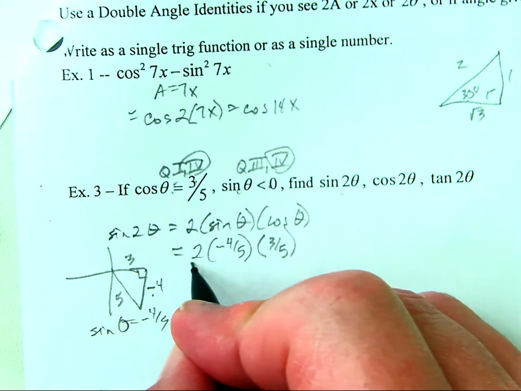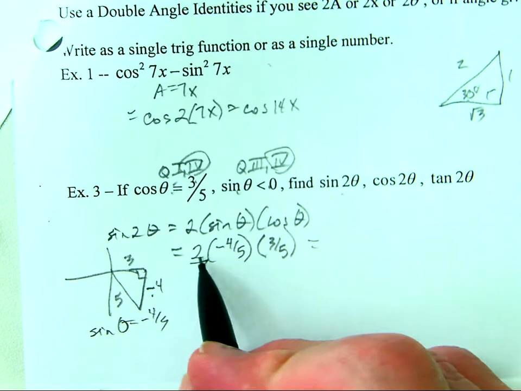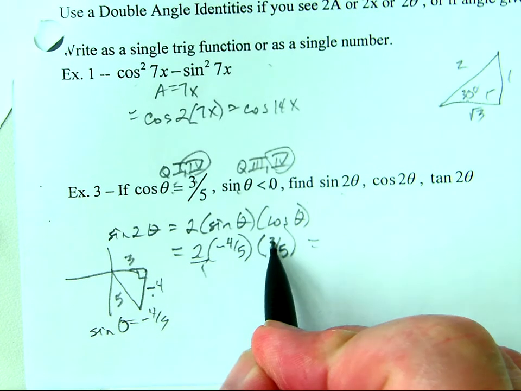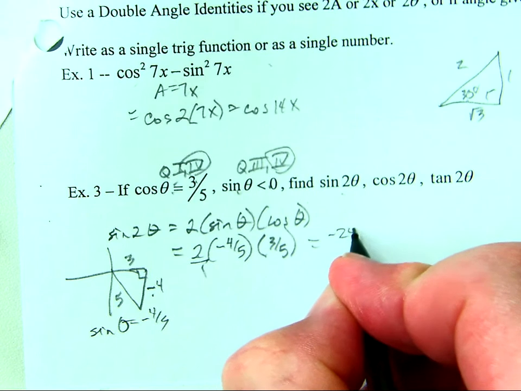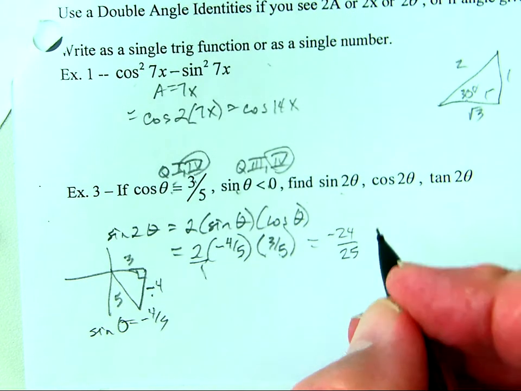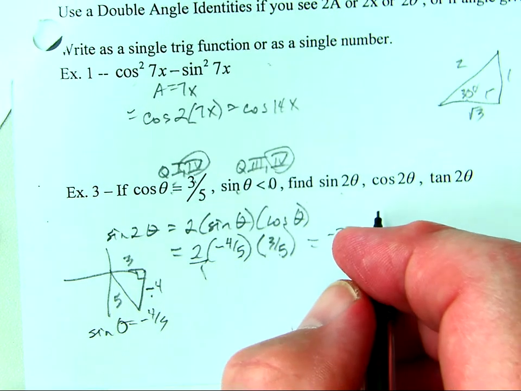Well, let's see now, if we multiply that out, on the top we have 2 times negative 4 is negative 8, times 3 is negative 24. On the bottom we have 1 times 5 times 5, 25. So that's the sine of 2 theta.